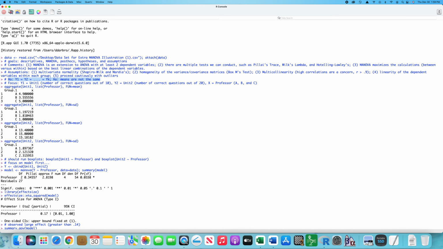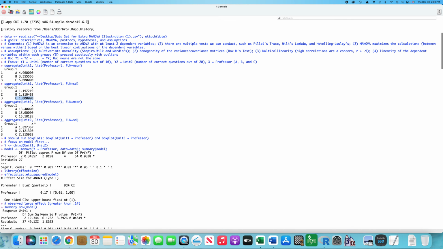So for Unit 1, it looks like Professor C's students scored a little better than A and B. Really not much difference between A and C, but there is quite a gap between A and C and B. The standard deviations are relatively close, although there does seem to be less spread in Professor C's class for Unit 1 scores.